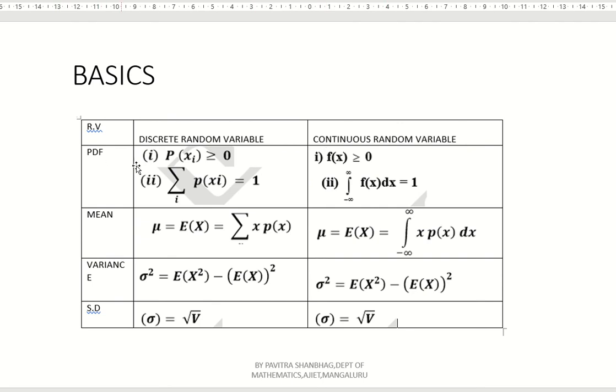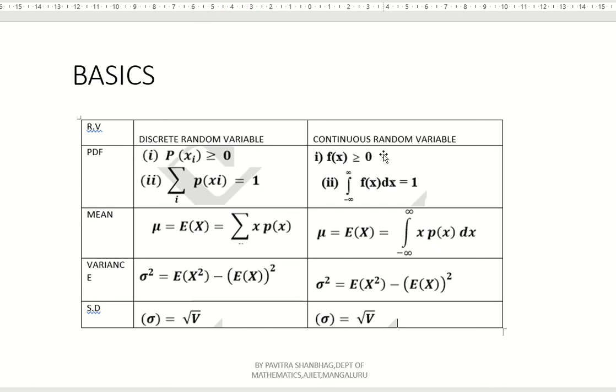What is the probability density function for a discrete random variable? The first condition is p of xi greater than or equal to 0. That means the probability of each element should be non-negative, and the summation of p of xi equals 1. What is meant by this? That is the sum of probabilities of each element. If you add, you will get 1.